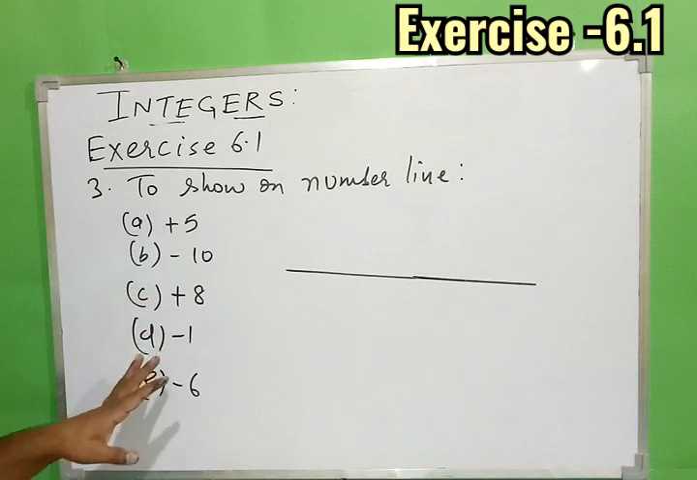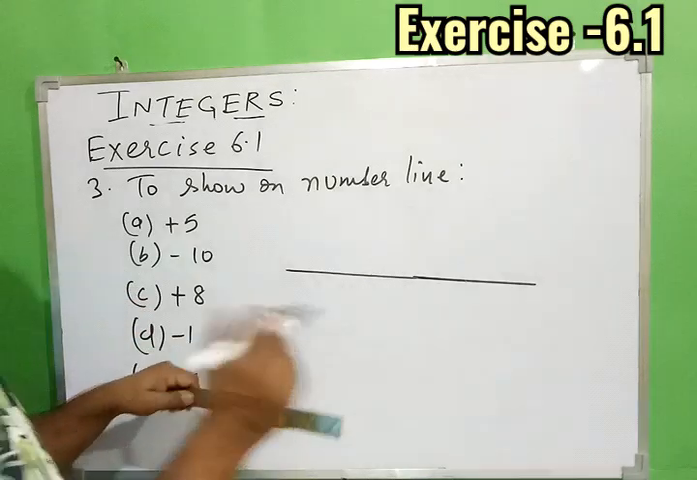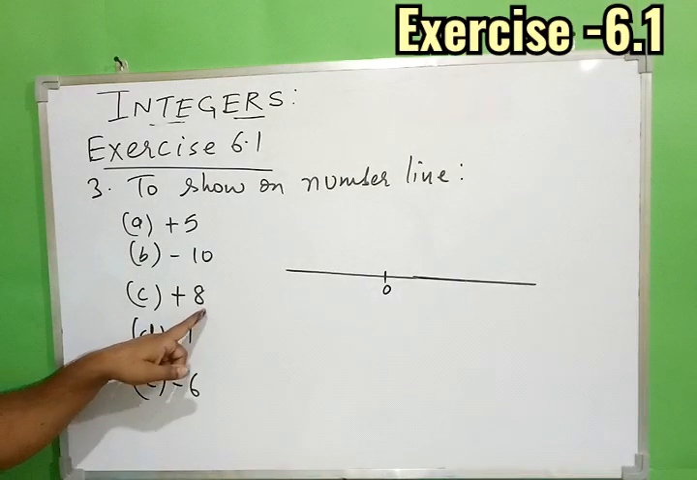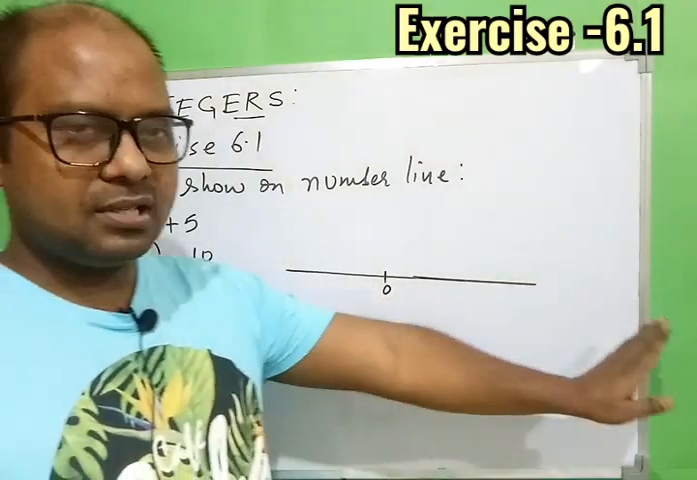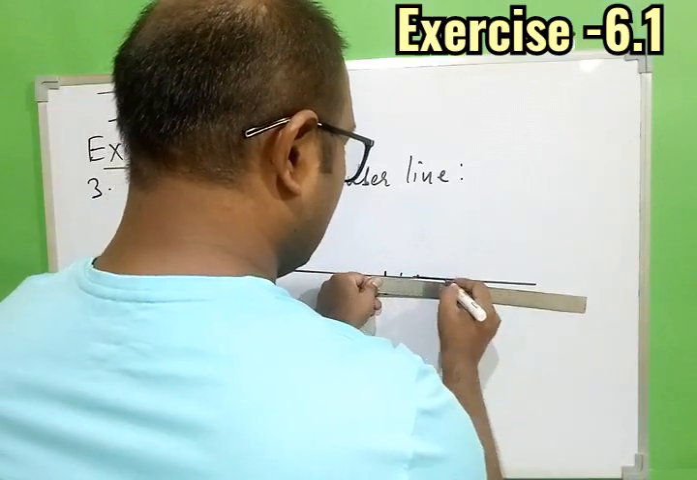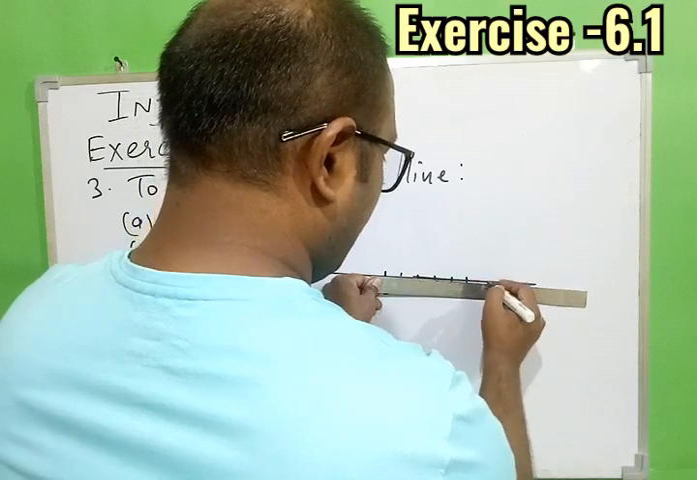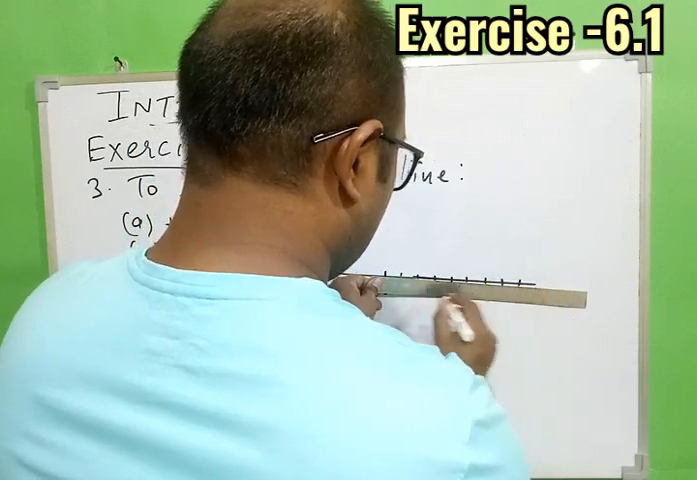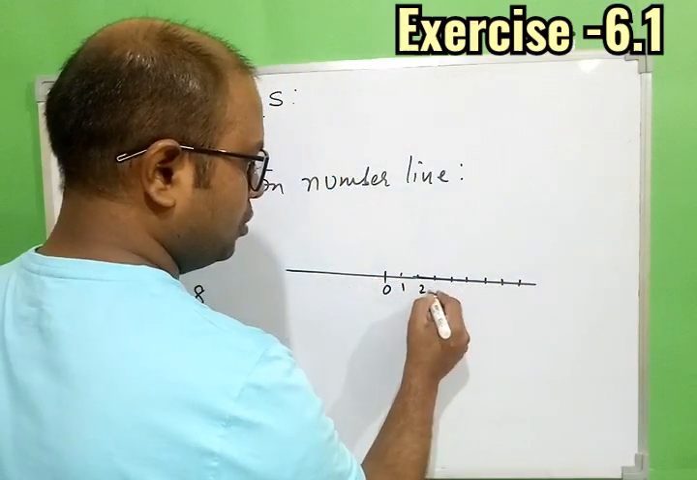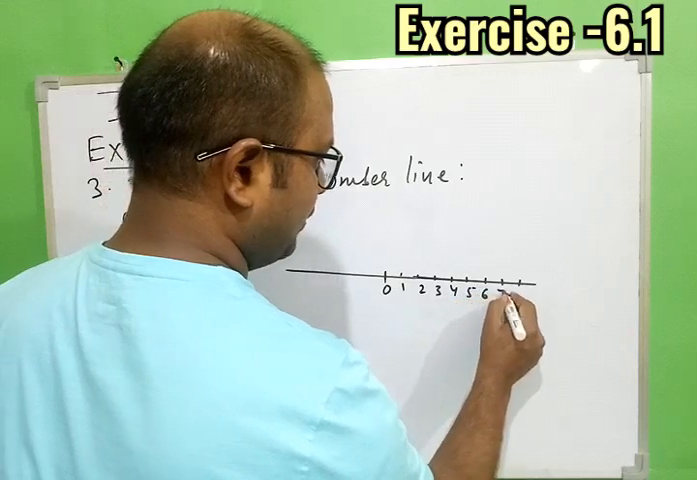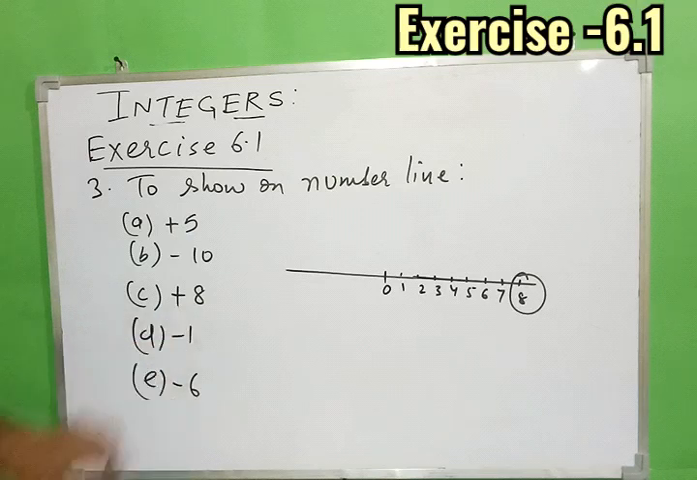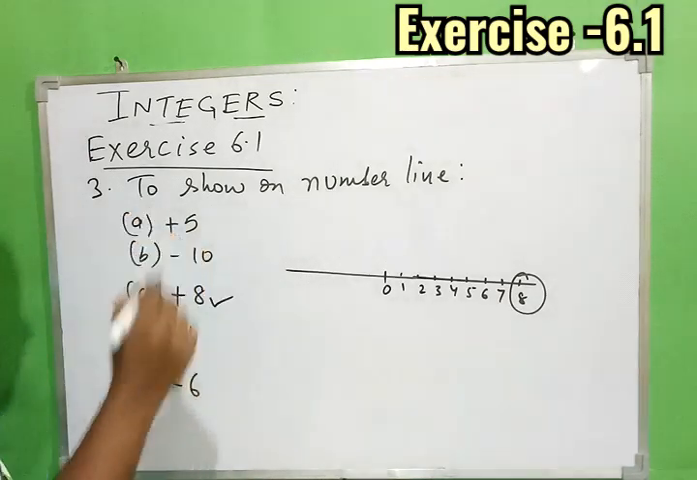So very first, if we mark 0 here, then the positive numbers maximum we have 8, so we must have 8 numbers this side. So let's start with this, and we must take equal divisions for this in the notebook. Okay, so 1 2 3 4 5 6 7 8. So this is already expressed now. So plus 8 is done.